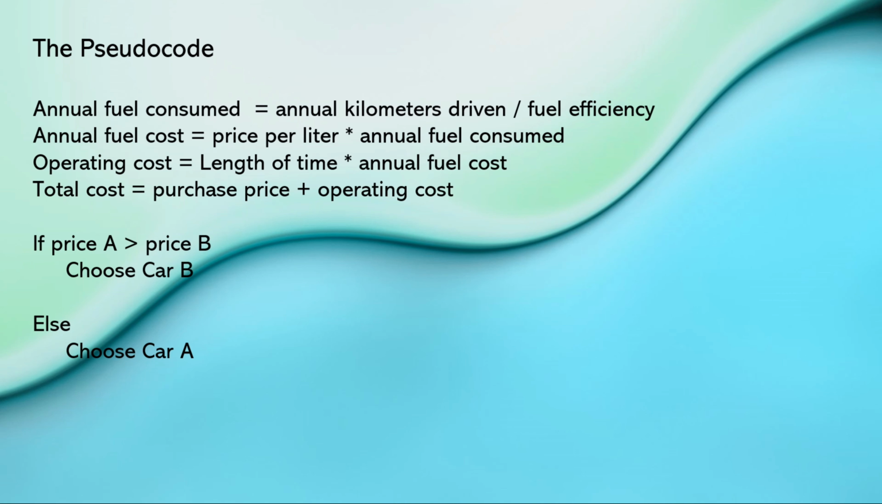The total cost is the purchase price plus the operating cost. The operating cost is the number of kilometers to drive divided by the mileage per liter of fuel times the price per liter of fuel. While choosing what car to buy then, if price A is greater than price B, you would buy B, or else you would buy A. This pseudocode can easily be translated to the Python language, which is called the source code.